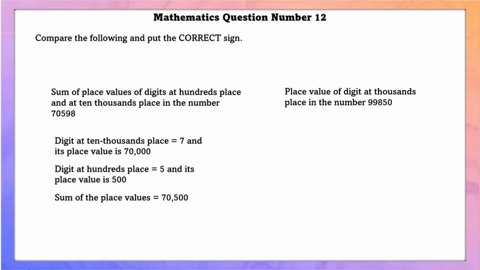Second one. Place value of digit at thousands place in the number 99,850. Digit at thousands place is equal to 8 and its place value is 8,000. Therefore, 70,500 is greater than 8,000.